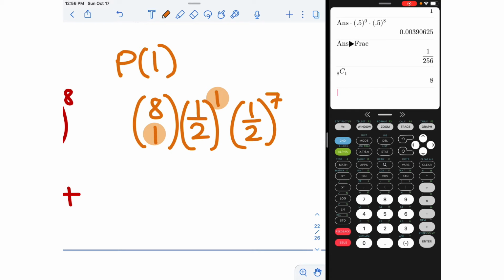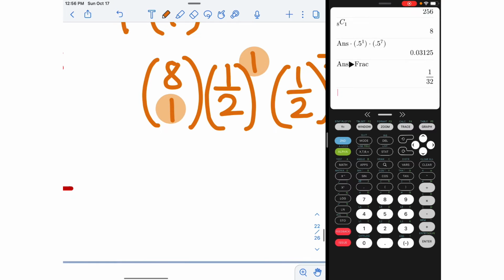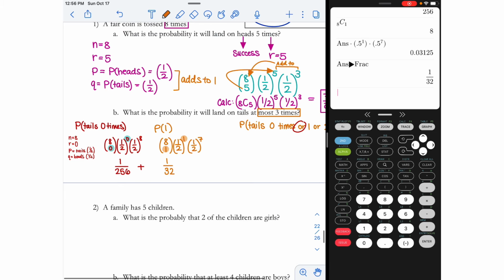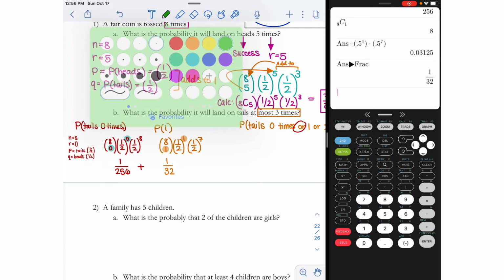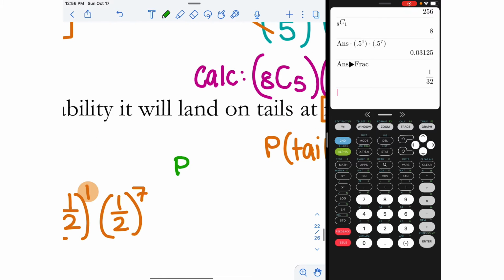Choose 1 times 0.5 to the first times 0.5 to the 7th. One over 32. All right, moving on. What's the probability that I get tails 2 times?